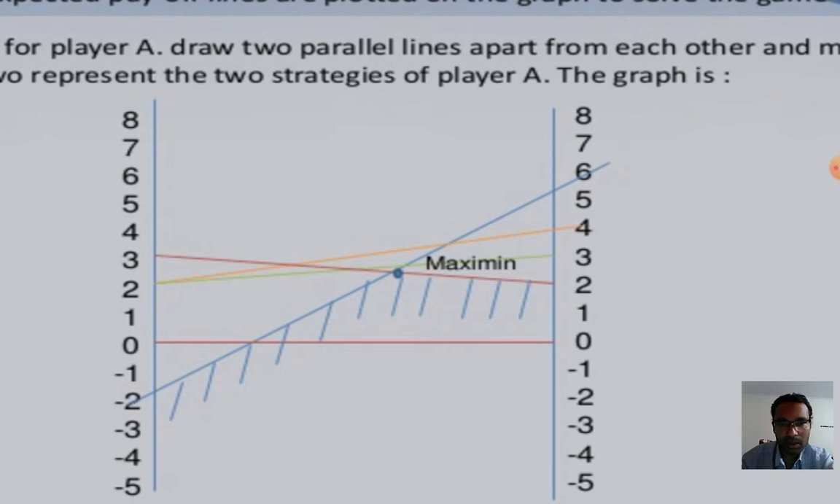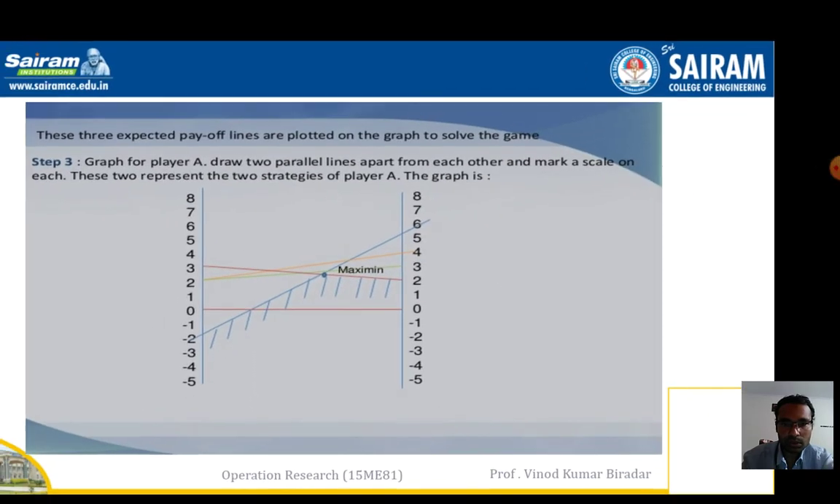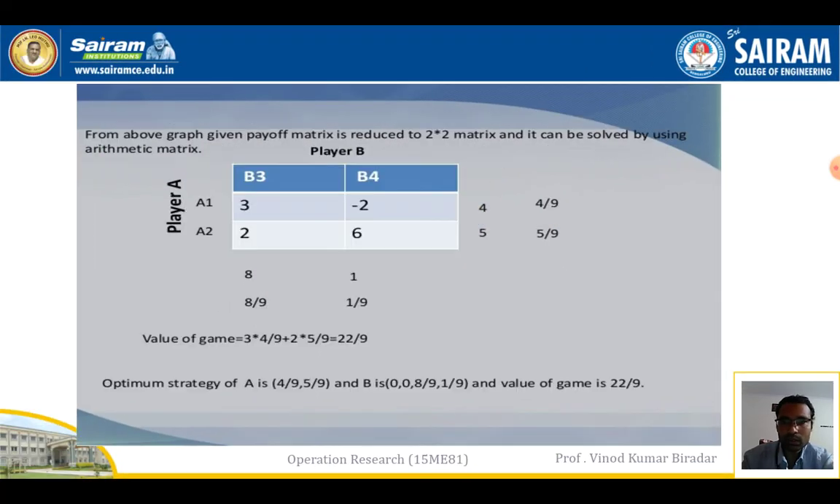Okay, so maximum above the line, below the line means you have to consider player B. Okay, that is a profit. So here at the center there are two lines crossing. So minus 2 and 6 and 3 and 2, those values you have to take in the next slide. Here I took 3 and 2, minus 2 and 6, so now A1, A2 and B3, that point belongs to B3 and B4.